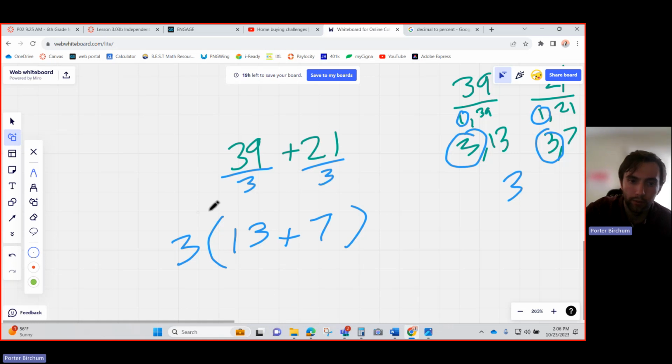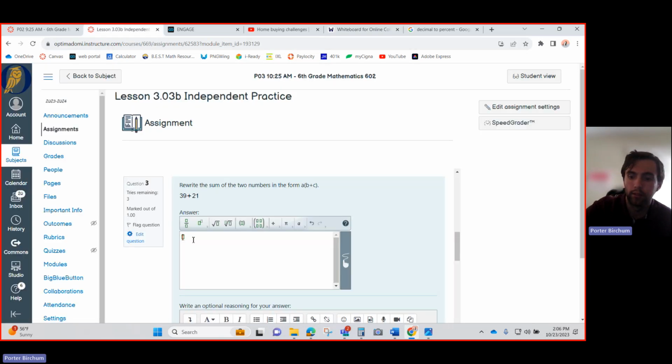If I were to use distributive property the front way, the normal way, I would do 3 times 13, then 3 times 7, which would make 39 plus 21. So doing it backwards, I'm dividing out a common number, the number 3, which gives me 3 times 13 plus 7. 3 times 13 plus 7.